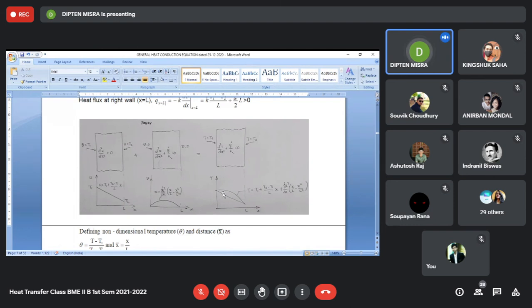So all these possibilities are there. The net resultant graph can have a rising trend, a constant value, or a decreasing trend. But here it will always be decreasing. So heat will always come out to the right hand side, but to the left hand side it may come out, it may go in, or there may be no heat coming in or out.